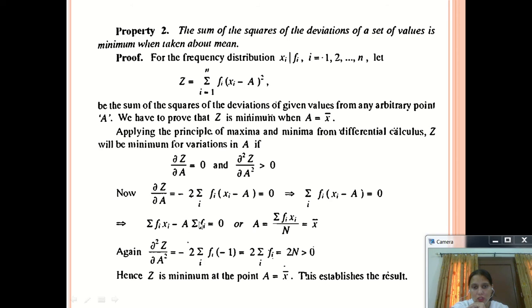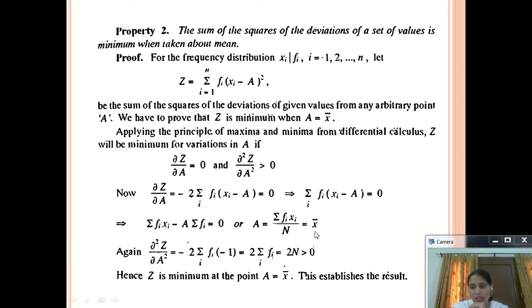Then summation fi is n. We can write here n. A is equal to summation fi xi divided by n. This is the formula of arithmetic mean. So we can write here this is equal to x bar. Clear? That means a is equal to x bar.